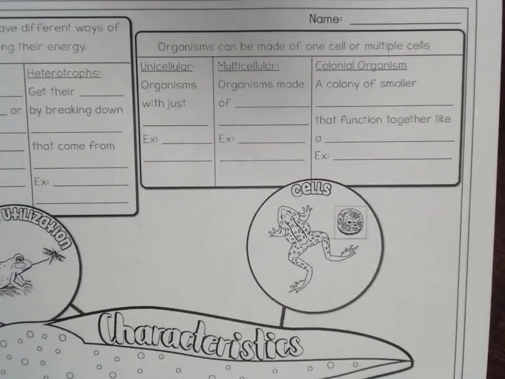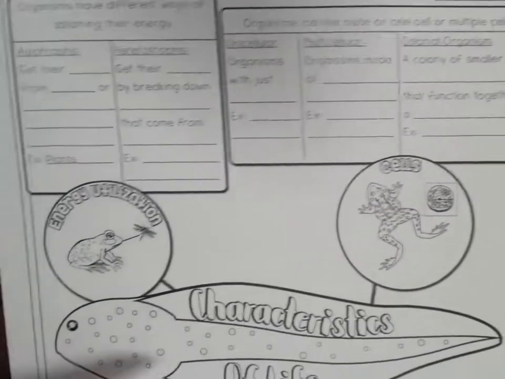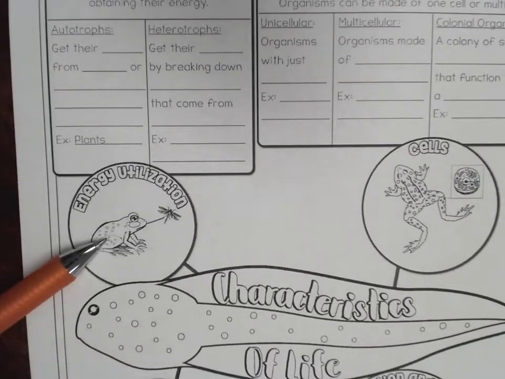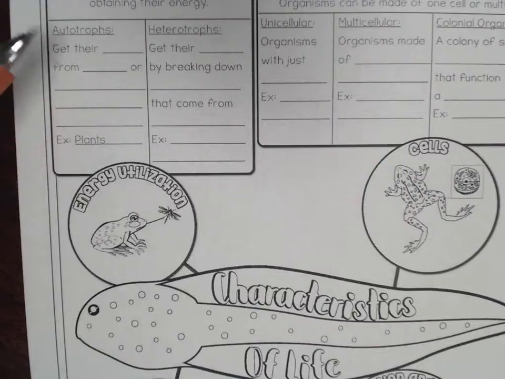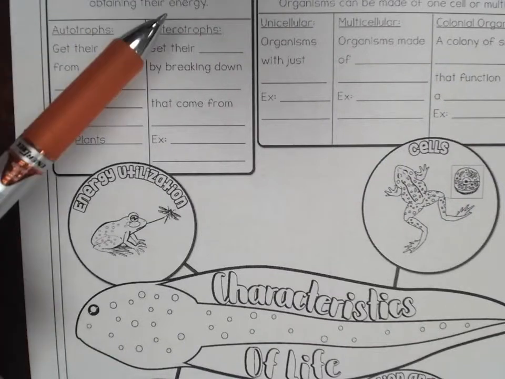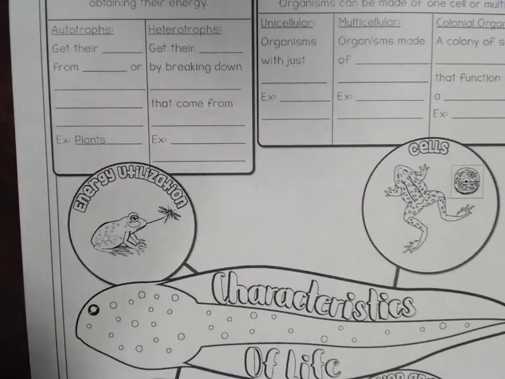So, we were talking about all the different things that make something living. So, we have characteristics of life that we need to identify. And on this front page, there are four, and there'll be more on the back side. We talked first about the fact that all living things have to obtain energy, and they can be either autotrophs or heterotrophs. Autotrophs make their own food, like plants. Heterotrophs obtain their food from the environment.